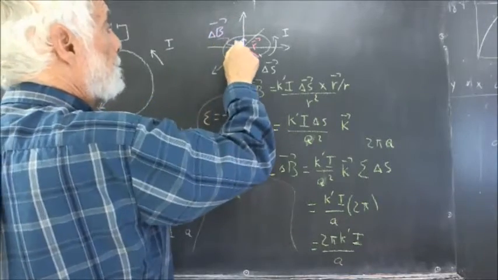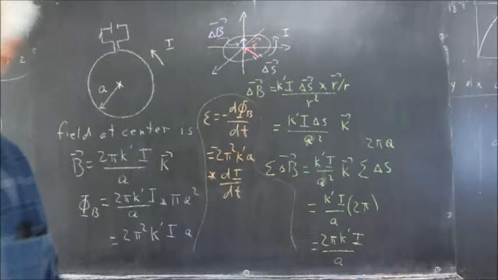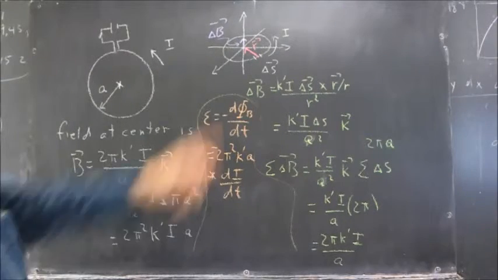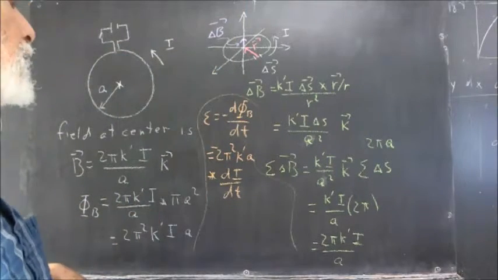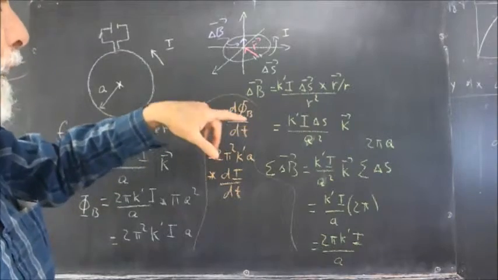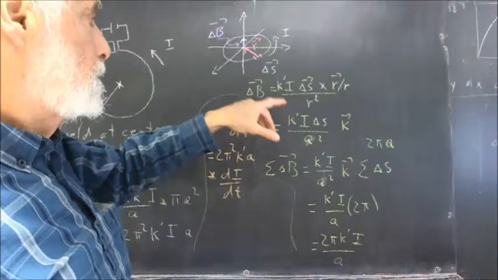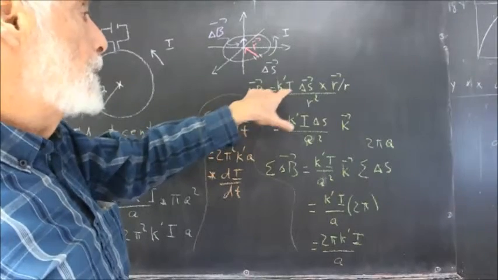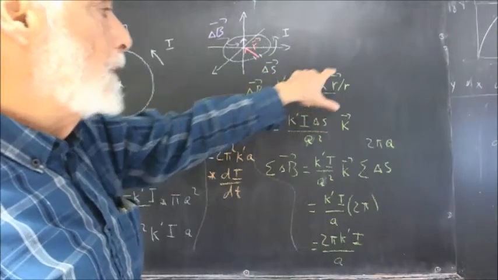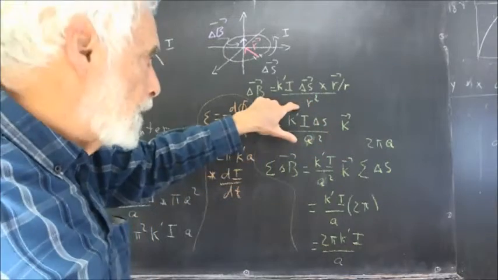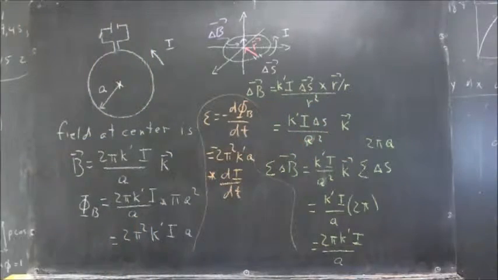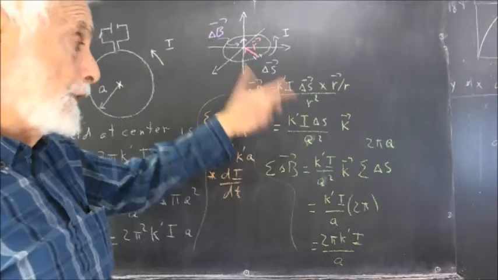So we're going to get delta B, and it's going to be in the positive Z direction, so that our delta B, if we follow the rule, is going to be K prime times I delta S times the R vector over R squared. And we've done this in some detail, so we should understand this.